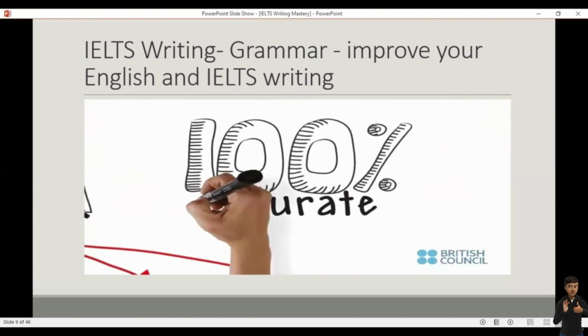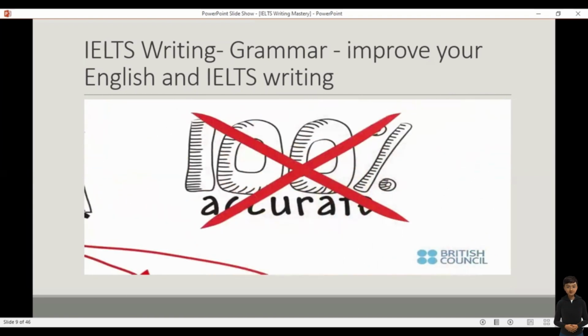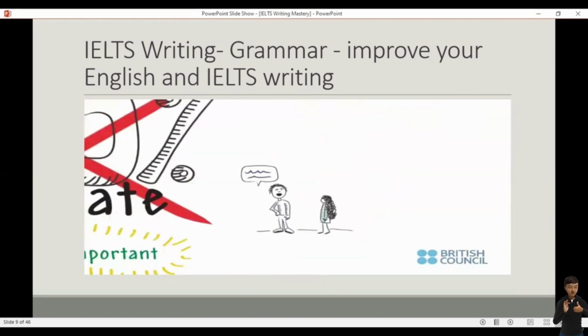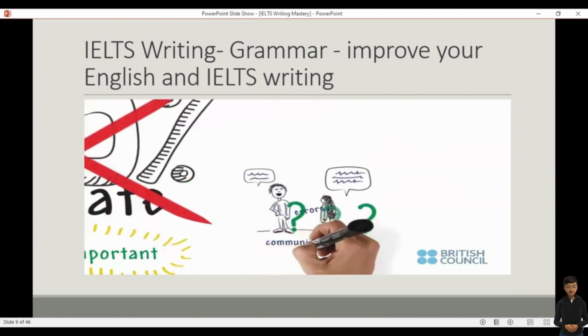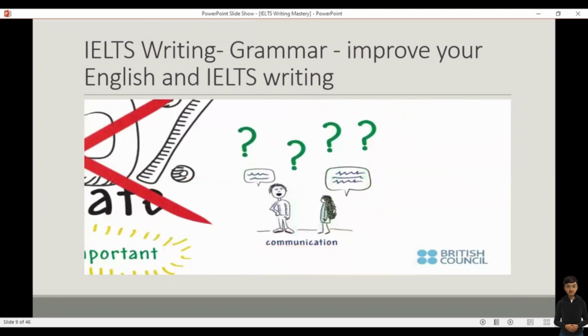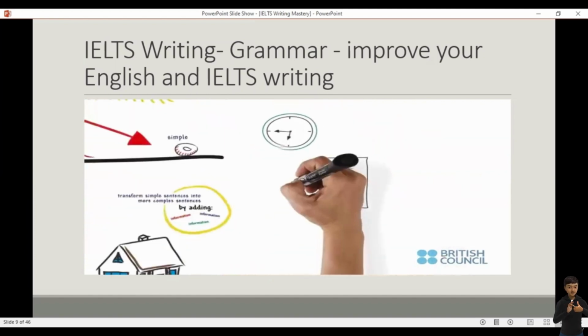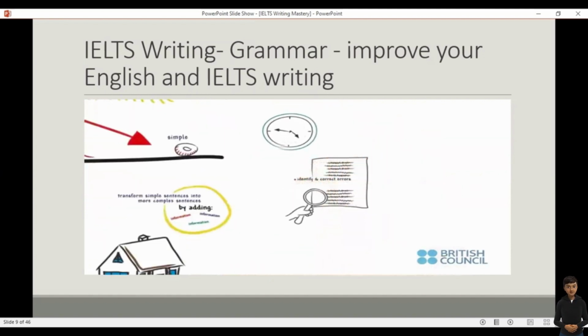Students aren't expected to be 100% accurate in their writing. However, control is important. Some grammatical errors impact communication more than others. You will be scored according to the impact of errors on communication rather than on the number of mistakes. Leave time at the end of writing to identify and correct errors.